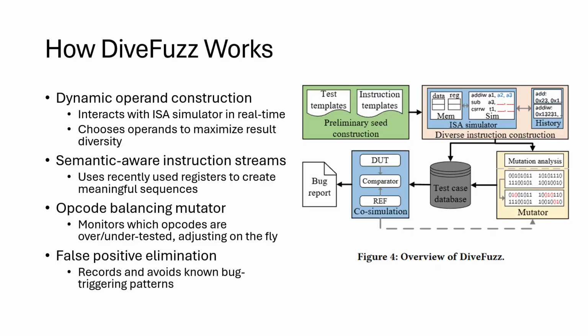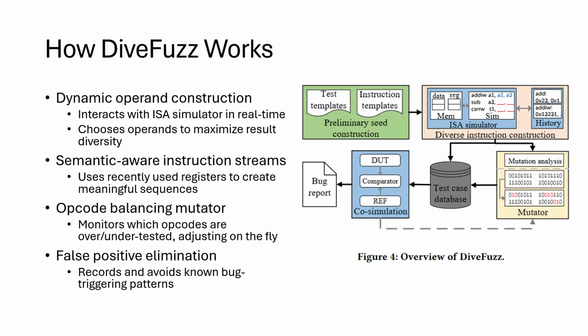So at a high level, DiveFuzz has 4 main components. Borrowing from the figure that was in the paper here, firstly is the dynamic operand construction. It interacts with the ISA simulator in real time while building the new test cases. It looks at the current CPU state, so what is in the registers, what is in memory, and then it chooses operands that will produce new results, not repeats. So you have the history, and it communicates with the simulator. We've had these additions in the past. We've had this add immediate in the past. We don't want to use those anymore. We've already tested those cases.